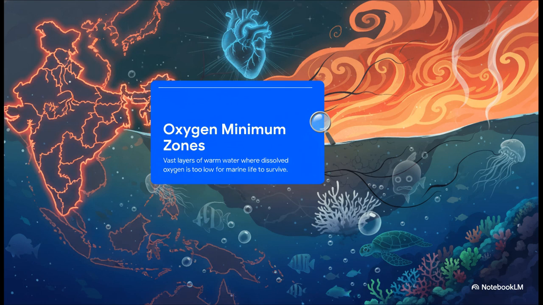Remember that thermal battery concept? Well, biologically speaking, warm water just cannot hold as much dissolved oxygen as cold water, and this creates what we call oxygen minimum zones, basically dead zones. These are vast, rapidly expanding layers of warm water, particularly over in the Bay of Bengal and the Arabian Sea, where oxygen levels drop so low that marine life simply cannot survive. It's a pretty stark reality. The exact same ocean that provides this life-giving monsoon is simultaneously suffocating its own marine life as global temperatures rise and these dead zones keep expanding.